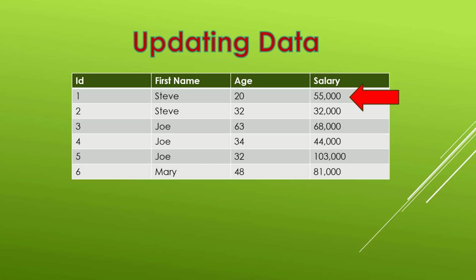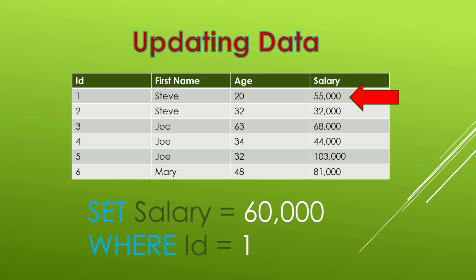Well, we can write an update query that's going to use a set keyword where we identify which column we want to change the value for, along with passing along the value we want to set it to, so in this case 60,000. And then we also need to specify where the ID is equal to some sort of number.